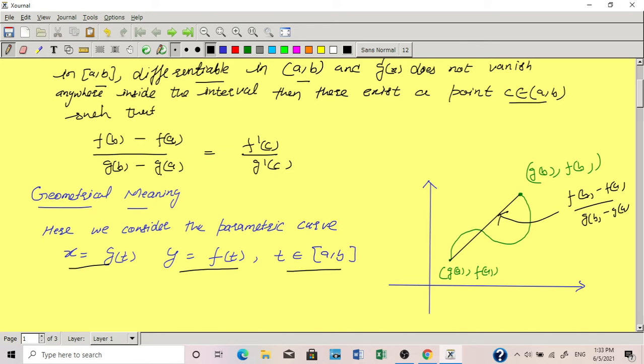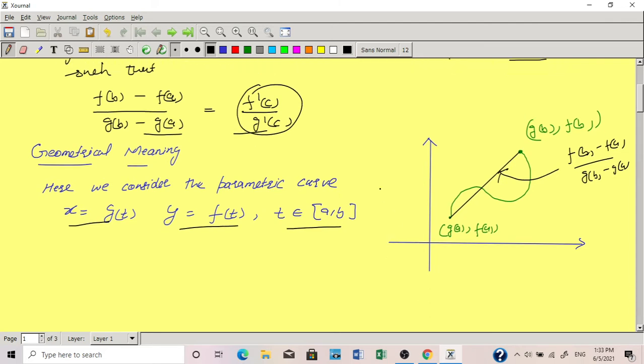So the left hand side of this equation is simply the slope of this line joining the end points of this parametric curve. But the right hand side represents the slope of the tangent line at some point c belonging to the open interval (a, b).